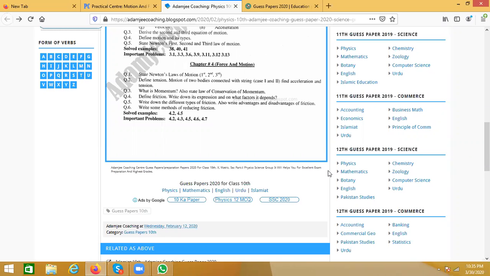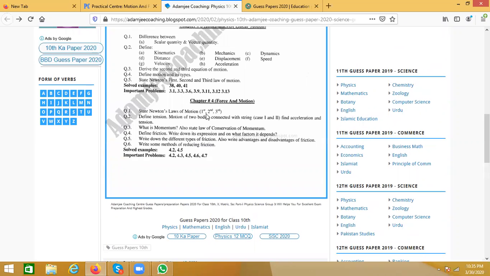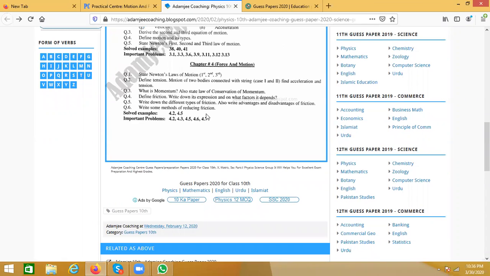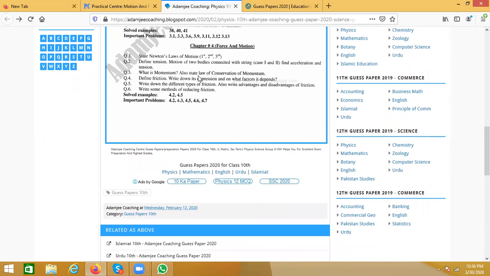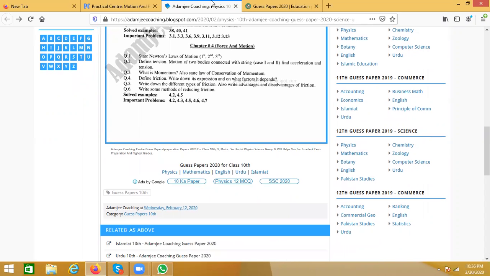Today, our class targets, the topics that we have to cover, are mainly from chapter number 4. As we know, we have covered all the questions of chapter number 3, including the derivations and numericals from the respective chapters, right? Now, today we will be discussing chapter number 4, which is forces and motion. So, we'll be discussing in detail how these actually work, right? Or Newton's laws of motion.